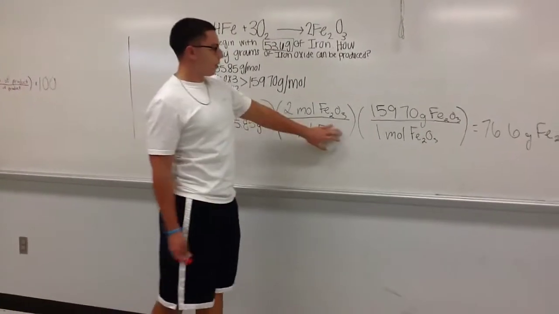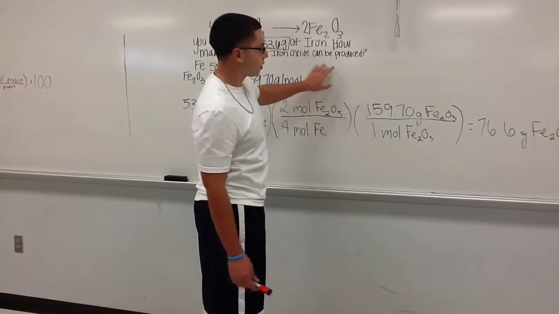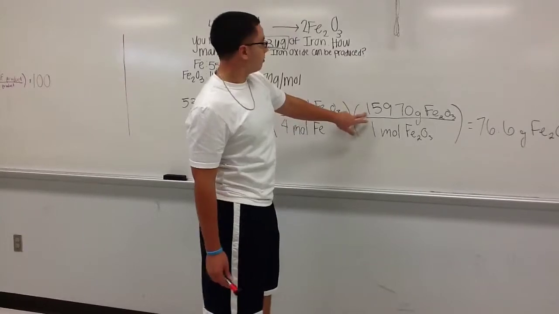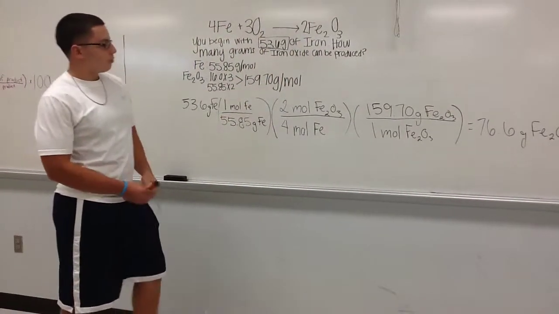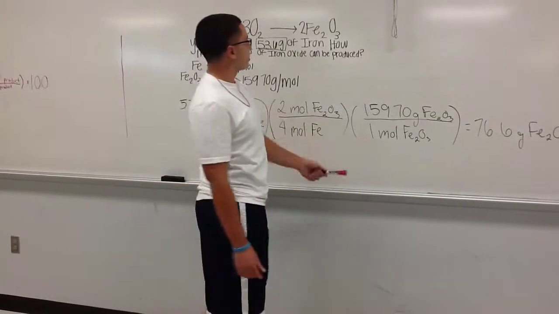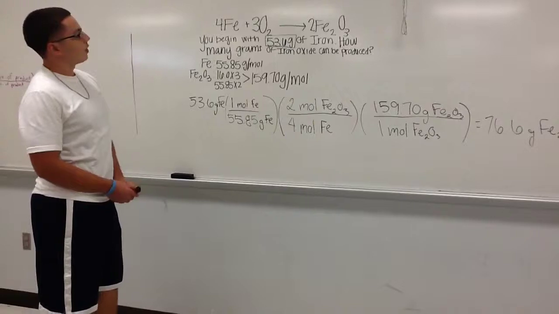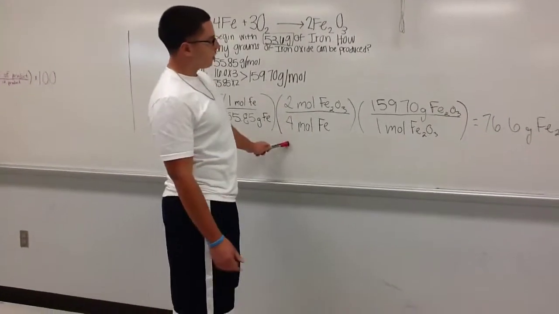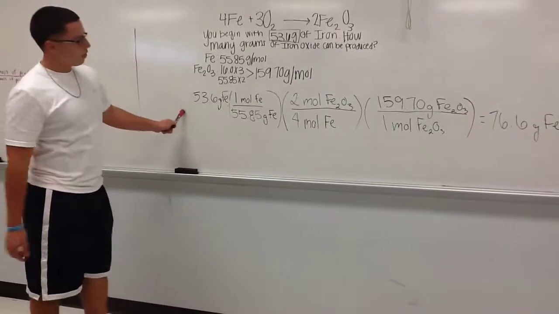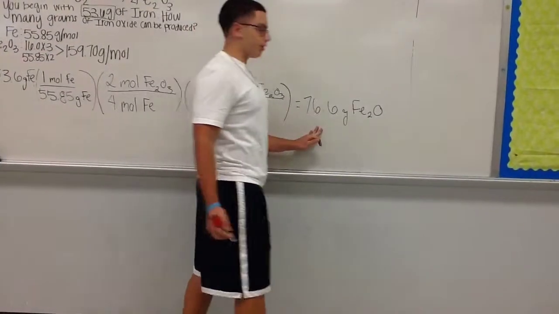Alright, once you get that, you move on and you do the total grams of iron oxide that was in the reaction that you figured out over here. And you put that over 1 mole of iron oxide, because that's what you're trying to figure out: how many grams of iron oxide can be produced. Then you're going to type this in your calculator, exactly how it is, and you're going to come out with 76.6 grams of iron oxide.